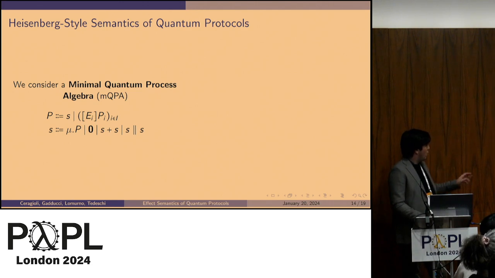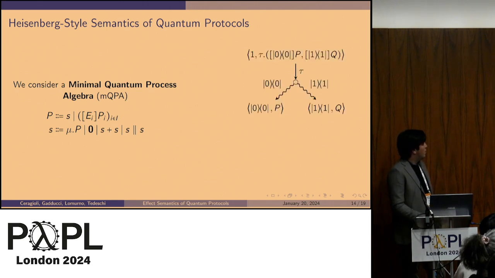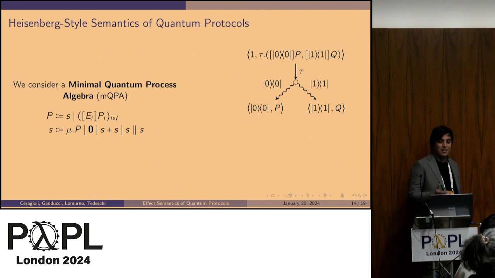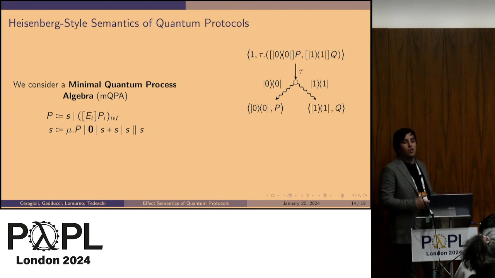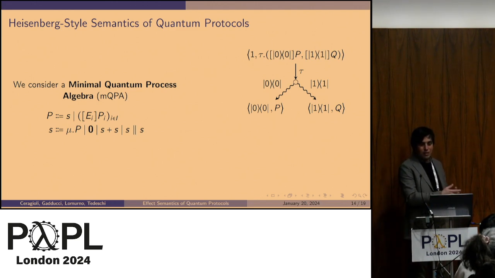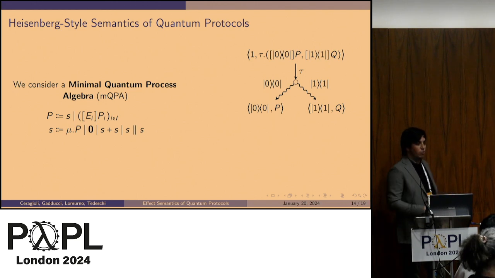For this kind of process algebra, we can give a novel effect semantics, a sort of Heisenberg-style semantics. It's different from what is usually done, where we have a state, the quantum state, and we update it as we continue. Here, instead, we do not represent the quantum state, but we update the effect after each transition. We update the set of effects that we would apply on a state.